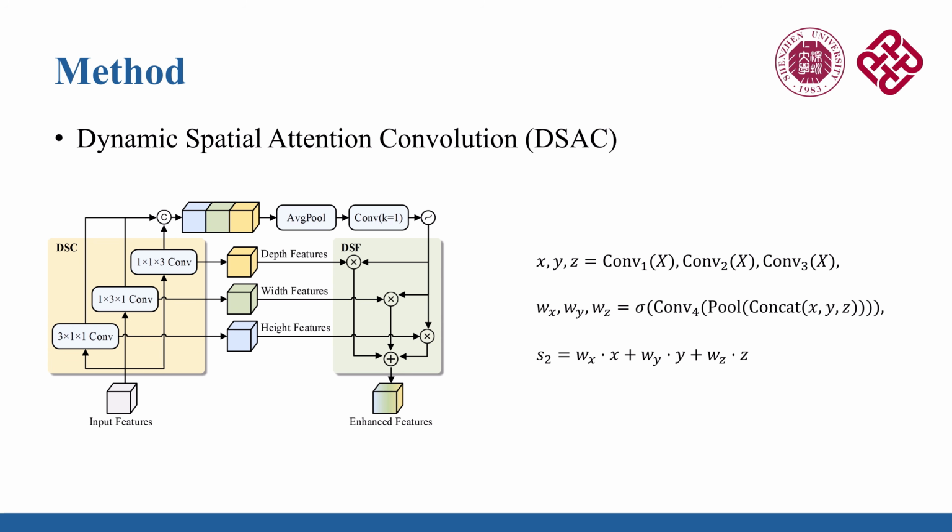Specifically, we first use three-direction separated convolutions to extract spatial features along the X, Y, and Z directions, respectively. Then, we concatenate these three-directional features and generate directional weights through global pooling and convolution. Finally, we apply softmax to obtain normalized directional weights, and use them to perform weighted fusion of the three-directional features. In this way, DSAC can better capture the distribution and spatial anisotropy features of 3D vessels.